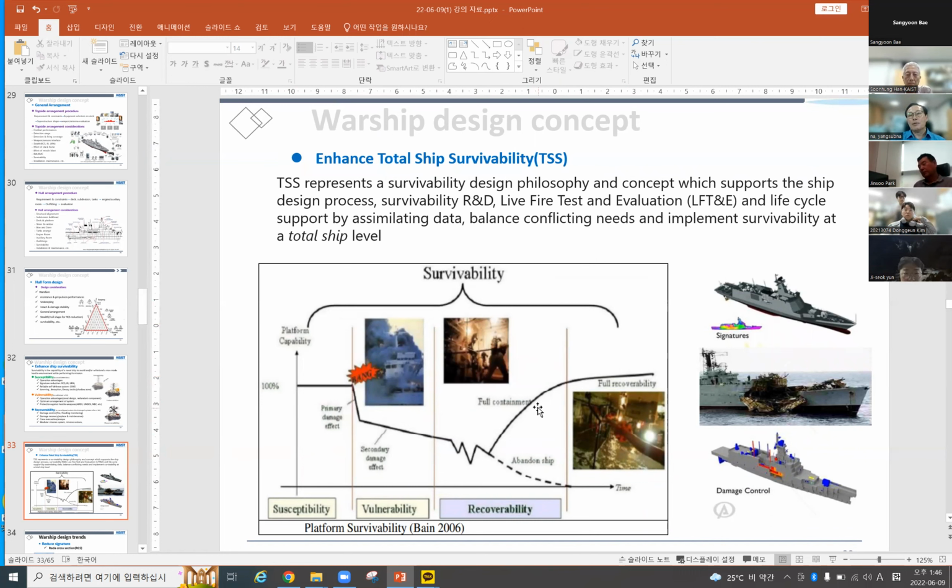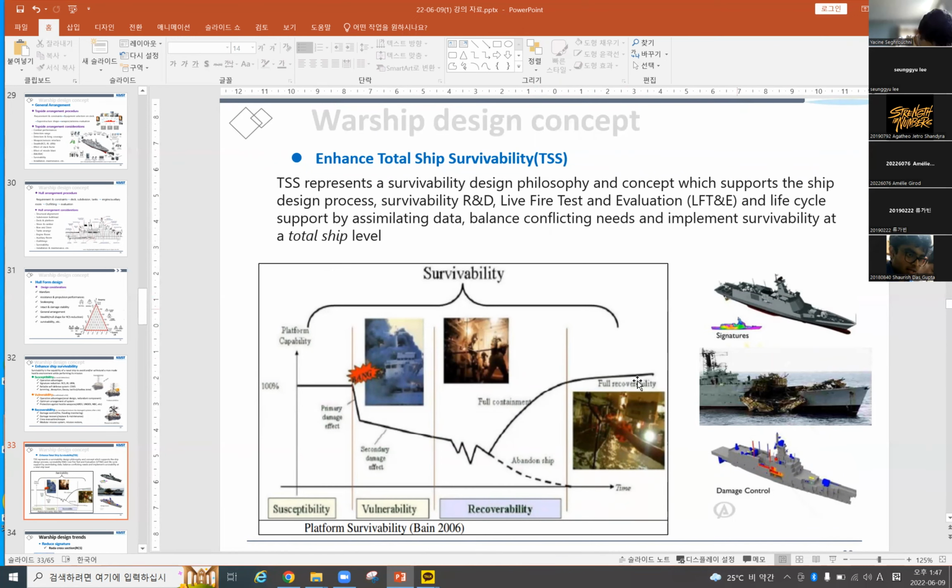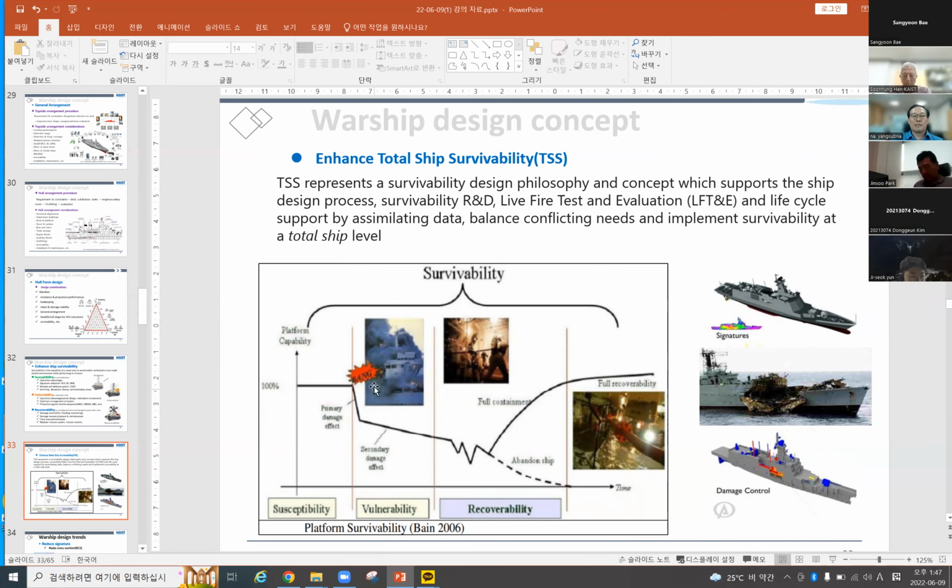And with recovery systems, we recover the full capability. So the performance is decreased, and next the capability increases. For susceptibility, it is signature reduction, and if one hit lands, recoverability is needed for that.